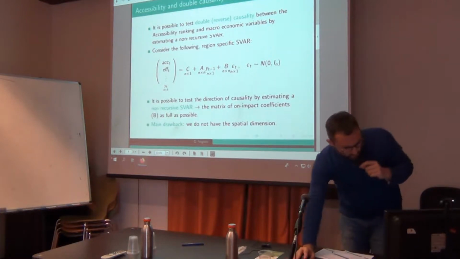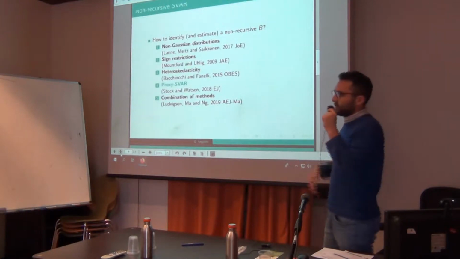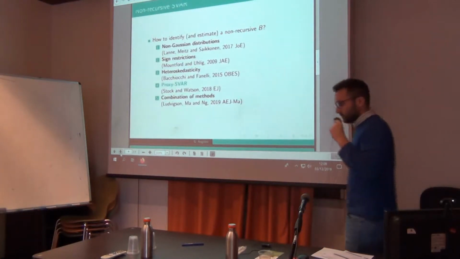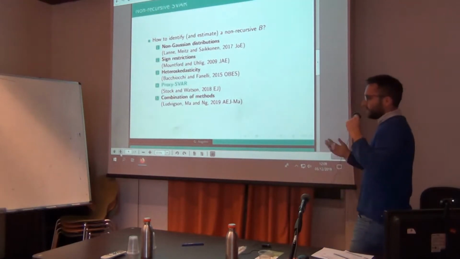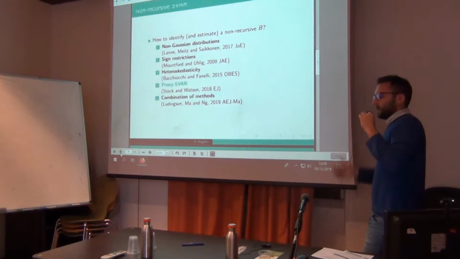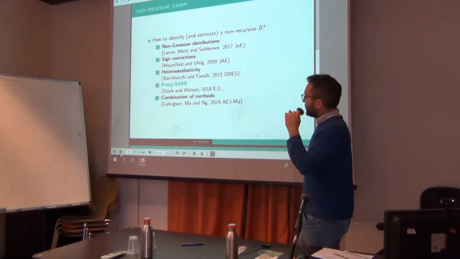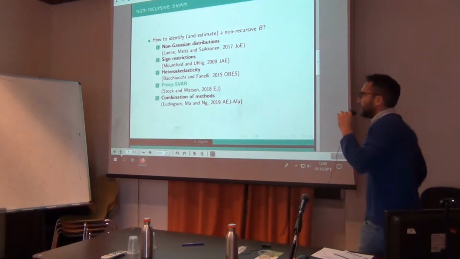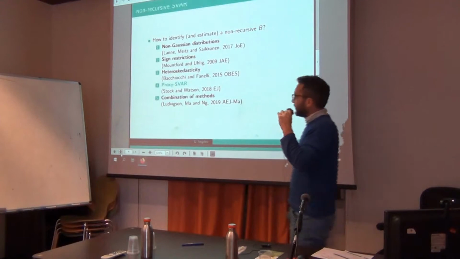So here I've reported a couple of approaches in order to have a non-recursive matrix B, in order to study the double causalities between the endogenous variables we have in the system. The first point is non-Gaussian distribution. This is a reference I have in mind.